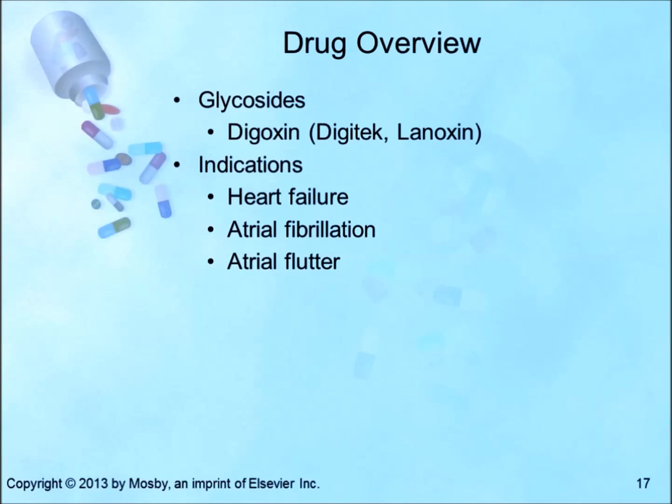Indications for digoxin include heart failure, also called congestive heart failure. Now it's differentiated between systolic heart failure and diastolic heart failure, atrial fibrillation, as well as atrial flutter. Again, digoxin is used for systolic heart failure, not diastolic, because of these inotropic properties.